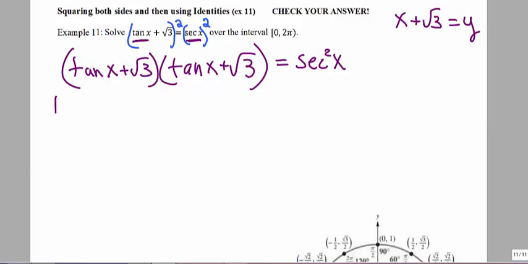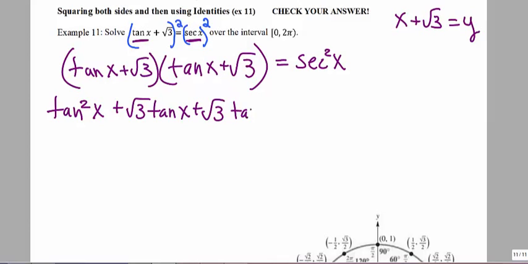Tangent x times tangent x, I get tangent squared x. Outer times the outer, I get plus square root of 3 tangent x. Inner times the inner, plus square root of 3 times tangent x. And last times the last, square root of 3 times the square root of 3. That would be the square root of 9.